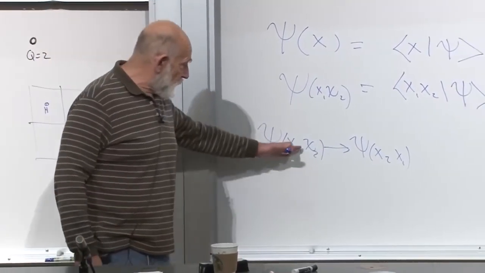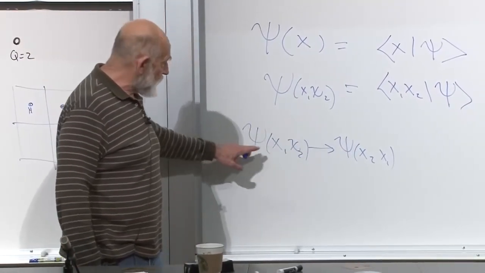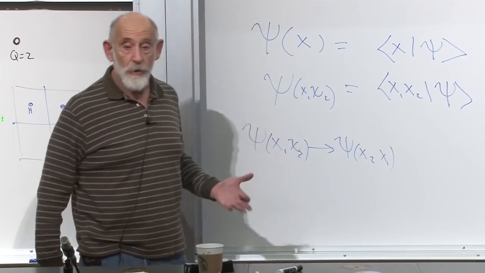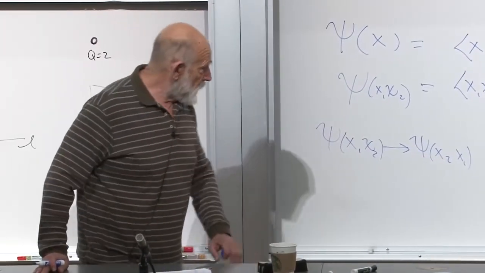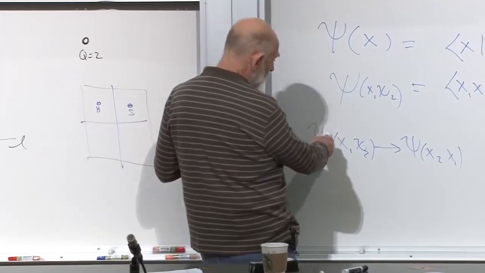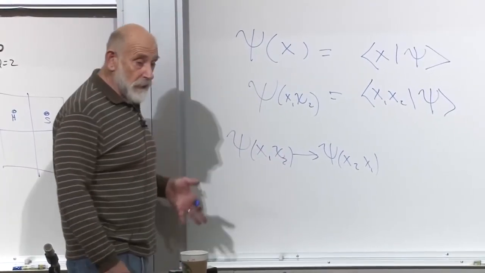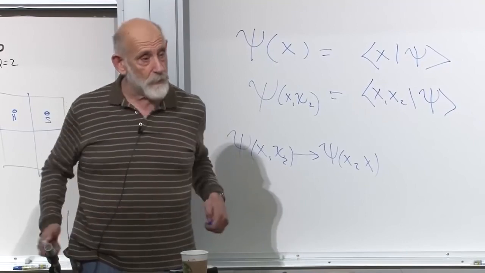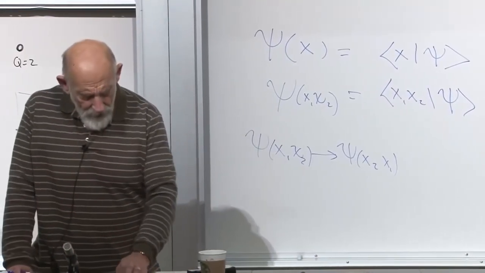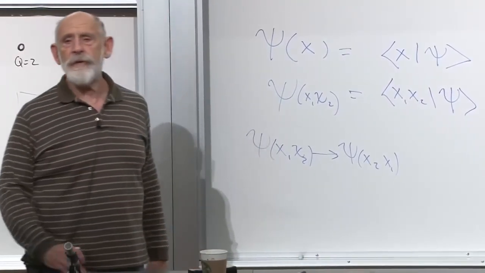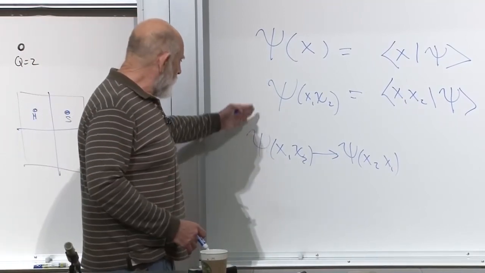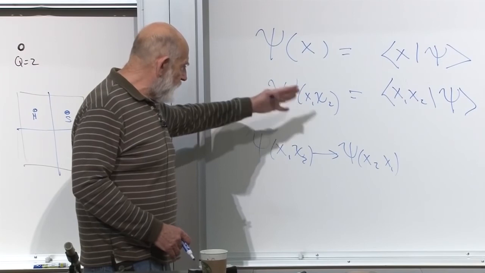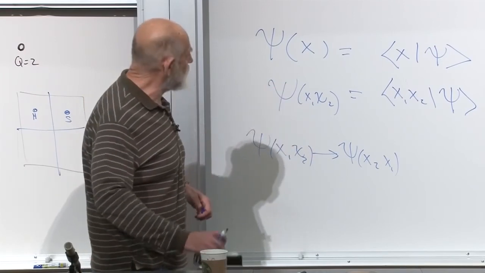A function of two variables does not have to be symmetric. It does not have to be such that if you interchange the two arguments, you get the same function back. So in general, it's a transformation which swaps the two particles. Let's give it a name. It's an operator. It operates on a wave function and gives a new wave function.